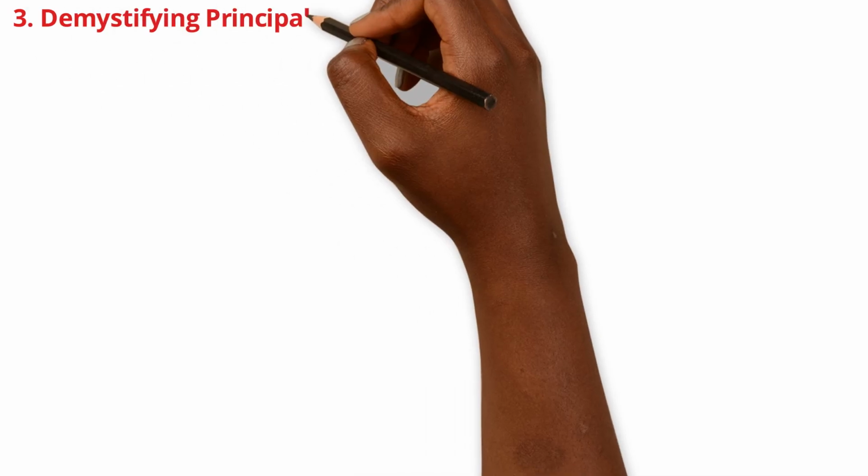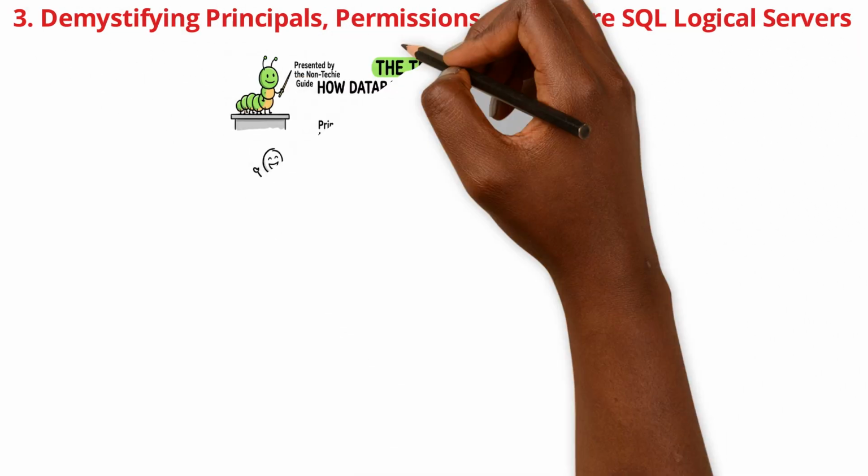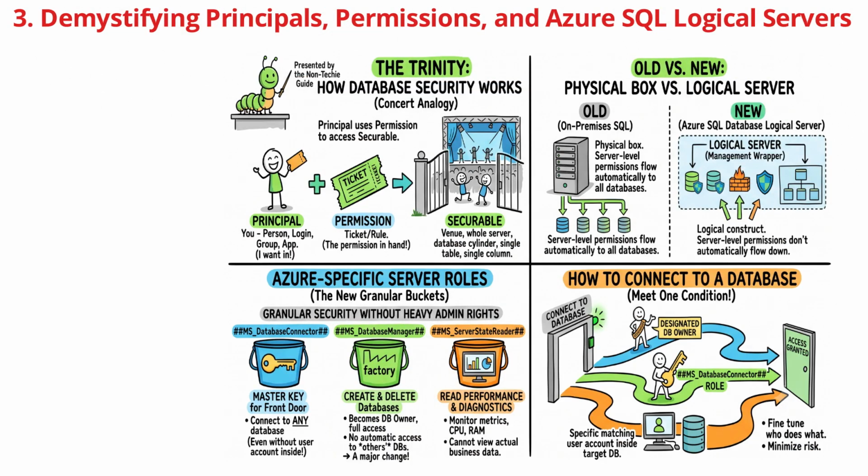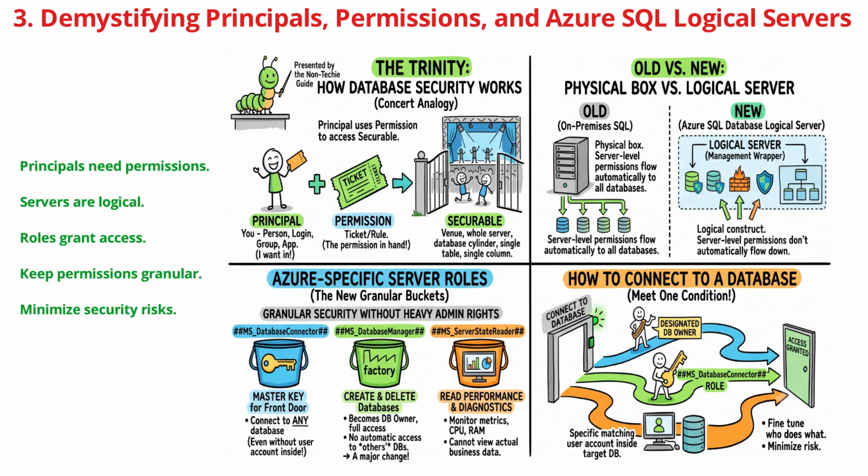Let's demystify database security using a simple concert analogy. You are the principal, your ticket is your permission, and the venue itself is the securable. In Azure SQL Database, we use a logical server, which is a management wrapper rather than a physical box. Because permissions don't automatically flow down to every database, Azure uses new, highly granular server roles like the Database Connector or Database Manager. This allows you to securely access exactly what you need without relying on heavy-handed, dangerous administrative rights.